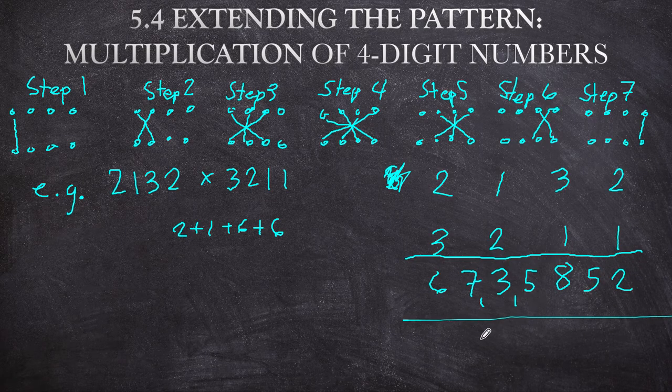Clean the necessary carries. So we have 6, 8, 4, 5, 8, 5, 2. And this is our product when we multiply 2,132 by 3,211. So the answer is, what is this? 6,845,852. And that is correct. You may check that with your calculator. I'm pretty sure it's correct.